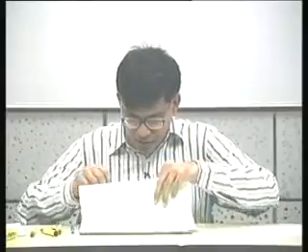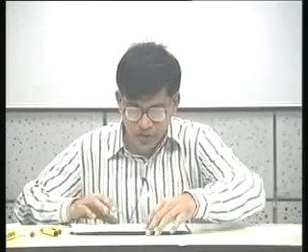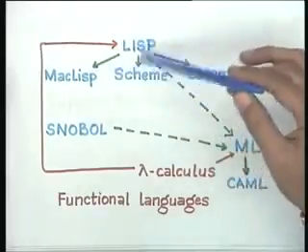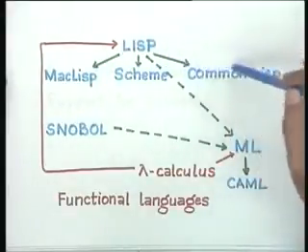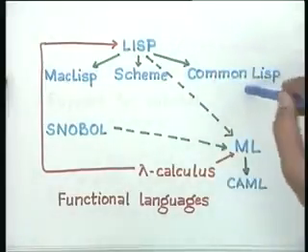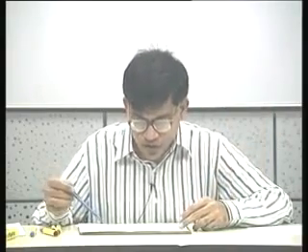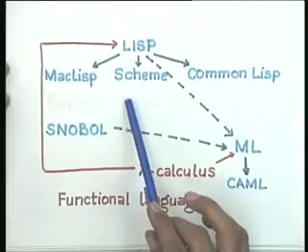We also have functional languages. Apart from these imperative languages, the first functional language was Lisp, from which were derived various versions: MacLisp, Scheme, Common Lisp. MacLisp and Common Lisp are really impure versions of Lisp. When we understand functionality, we will come to what impure versions mean. But many of you have probably studied Scheme.